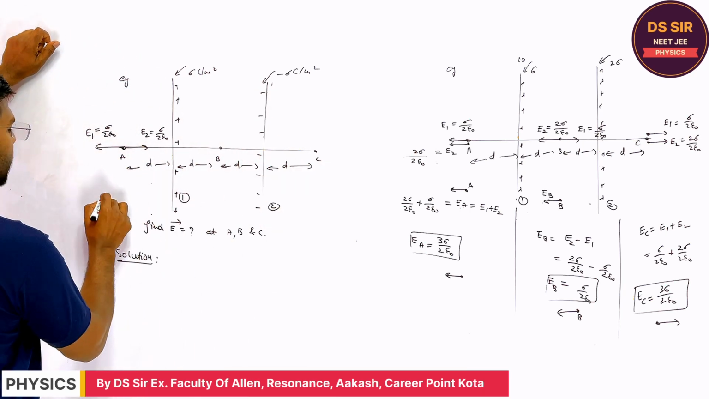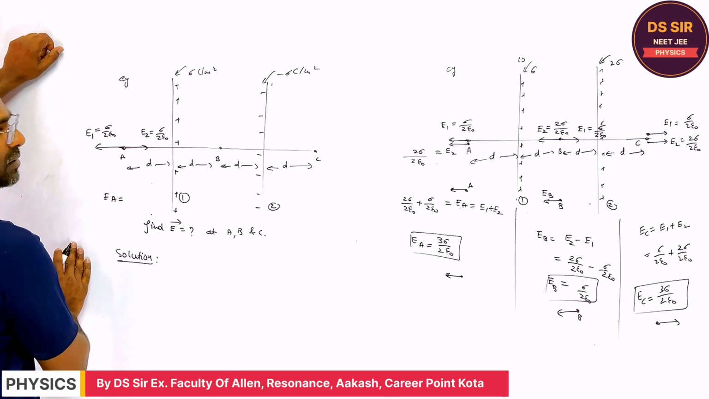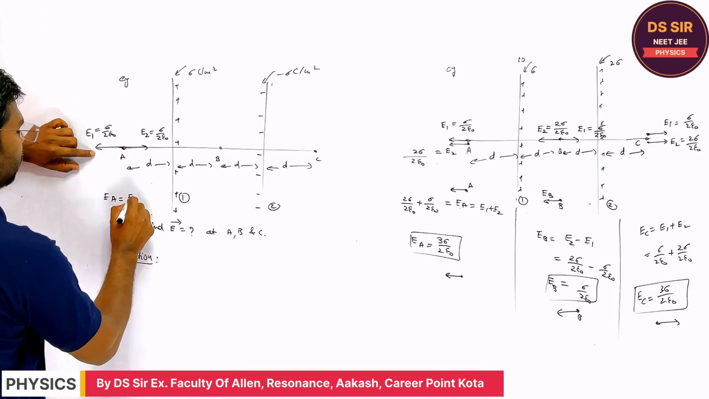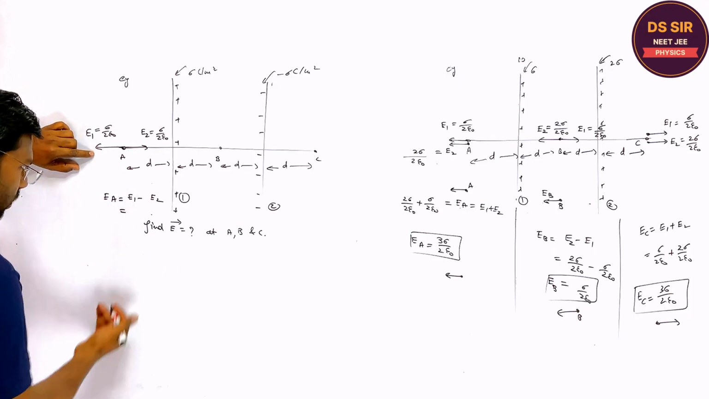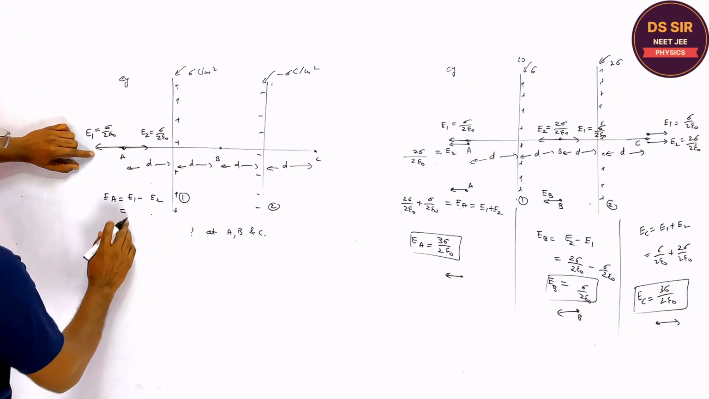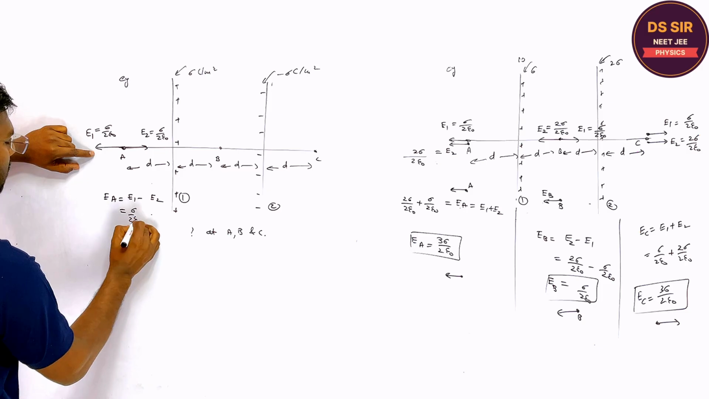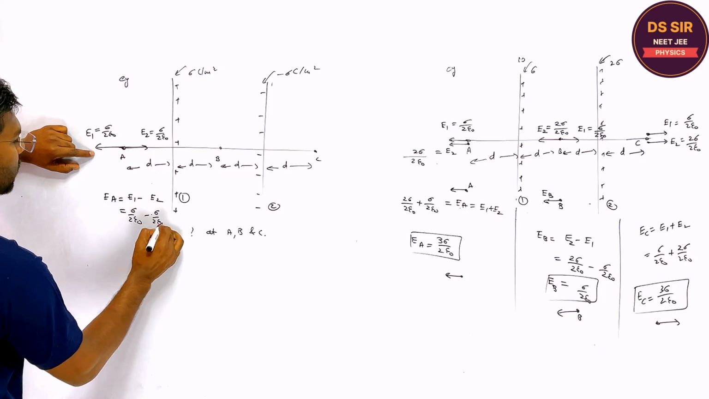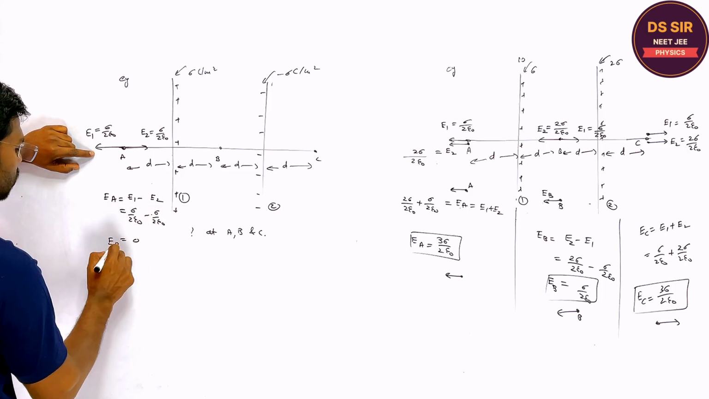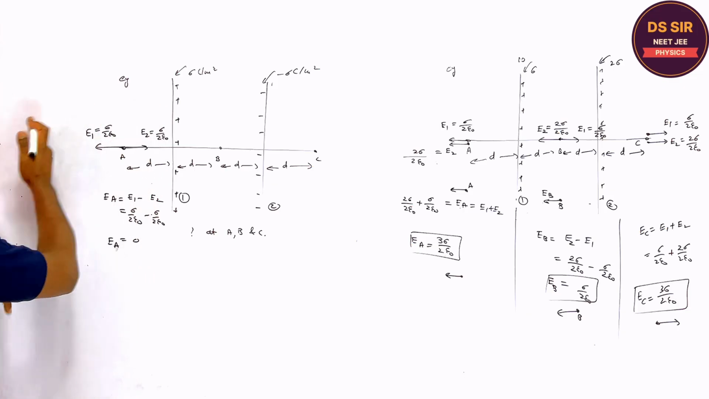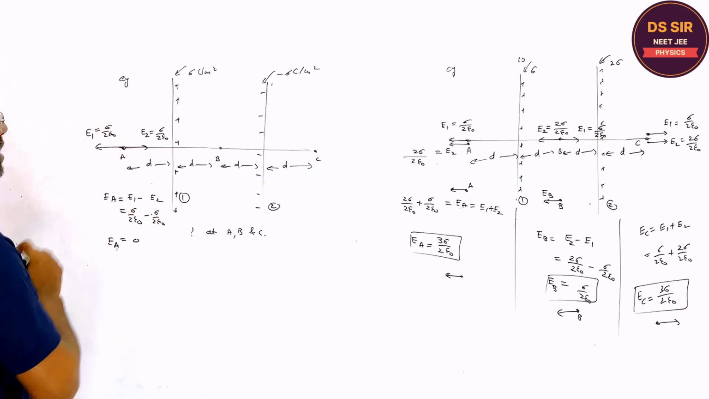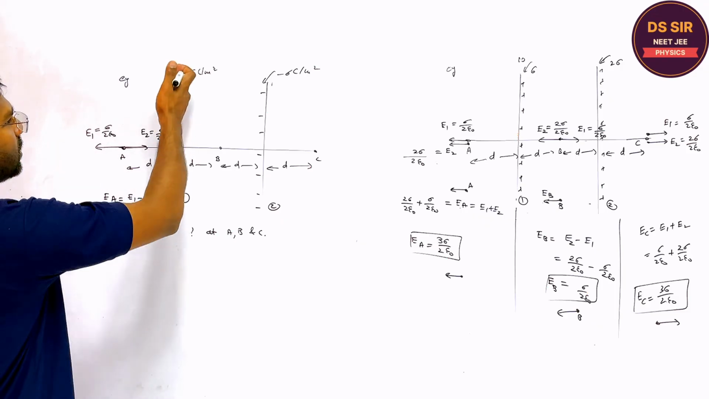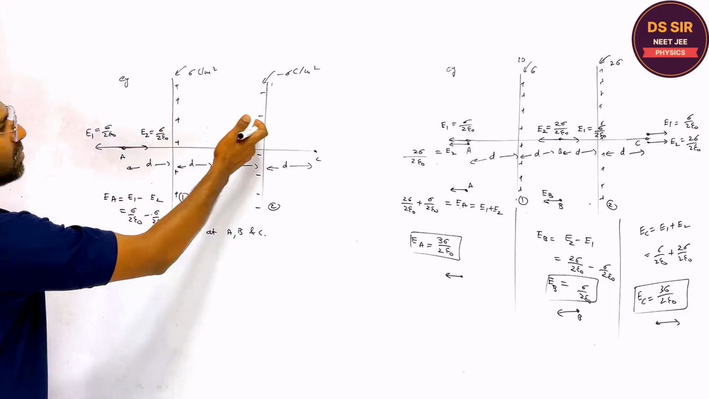The minus shows only that the direction is towards this. So what will be the electric field at point A? The electric field is E1 minus E2, and this is what? You can write below this: sigma upon 2 epsilon naught minus sigma upon 2 epsilon naught is equal to 0. So in this region the electric field is 0, and at any point the electric fields cancel out from each other. This is sigma, this is minus sigma.